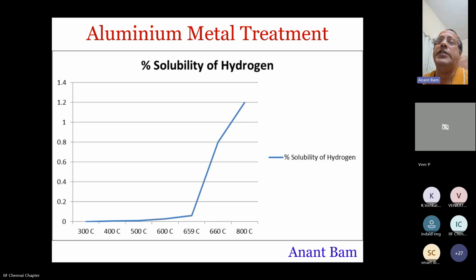In this graph, we can see that solubility of hydrogen increases 10 times, 20 times, or even more at about 660 degrees Celsius. That is at the liquidus. Everybody knows that when a solid metal gets converted to liquid, the intermolecular gap increases. The vibration between the molecules increases. That's why the metal becomes liquid. Naturally, hydrogen gas finds its place between those gaps. And that's why this solubility gets increased. Next slide, please.